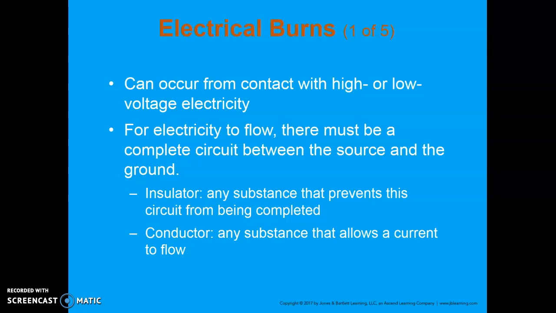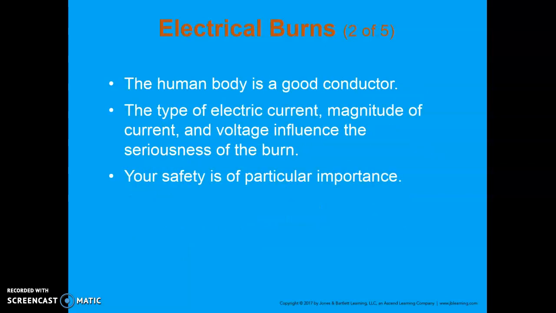An insulator is any substance that prevents the circuit from being created. A conductor is anything that allows a current to actually flow through it. The human body itself is a very good conductor. And so electrical burns are going to occur when the body or some part of it ends up completing a circuit from a power source to the ground.